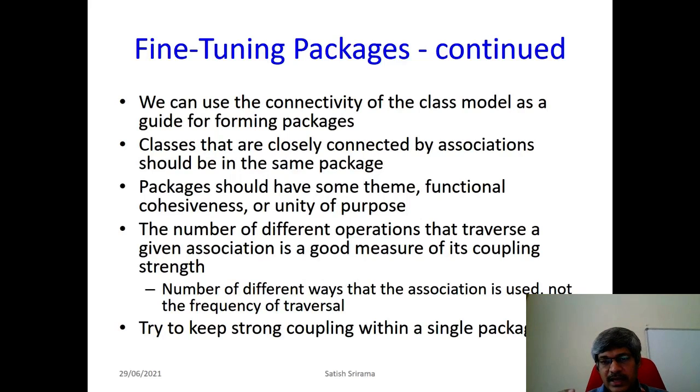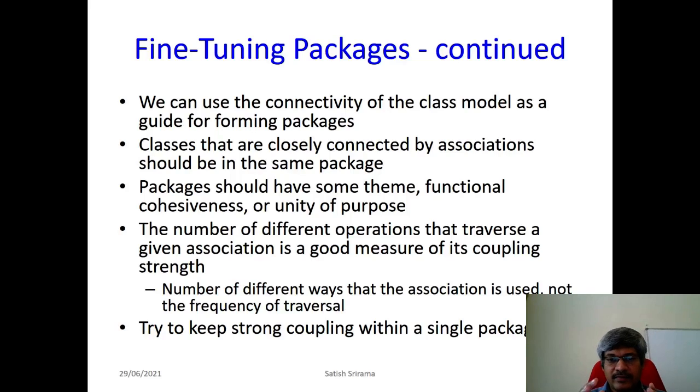So we can use the connectivity of the class model. Until and unless you are iterating and improving across the complete object oriented development, you have more or less the complete class model at this stage. You went back to analysis and then came back to design, but now you have your complete class model. In this class model we can see the connectivity, and we can form general guidelines for forming packages. Classes that are closely connected by association should be in the same package, unless there is a specific reason otherwise.